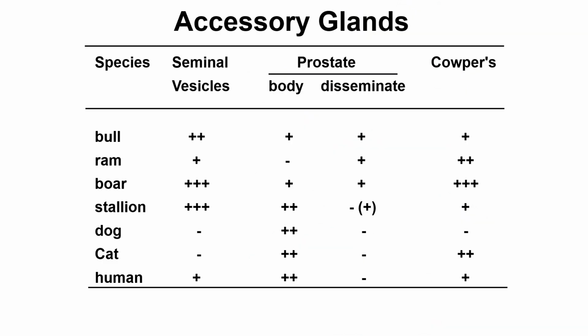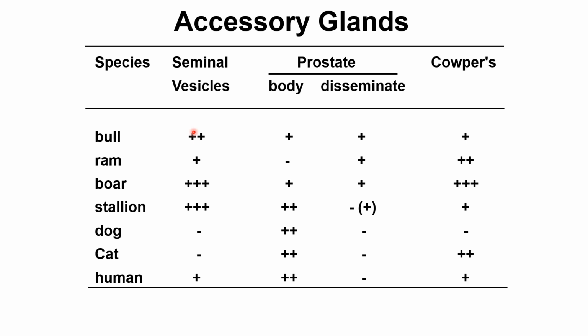This table presents the comparison of the accessory sex glands of domestic animals, livestock, as well as humans. Of course, we have here a comparison between the seminal vesicles, the prostate, and the Cowper's gland. We have here the number of pluses. The number of pluses would indicate the size of the accessory sex glands.